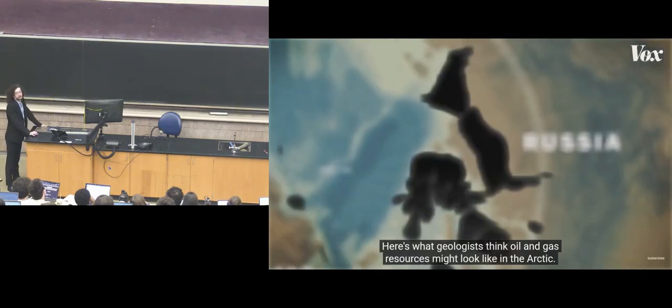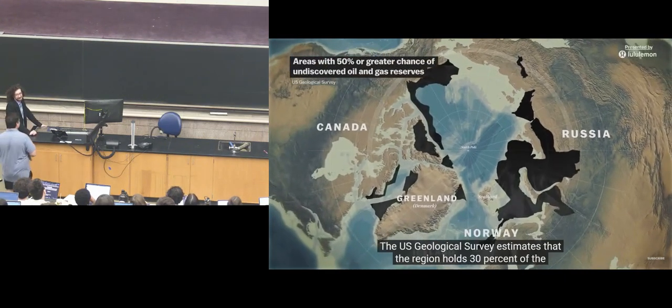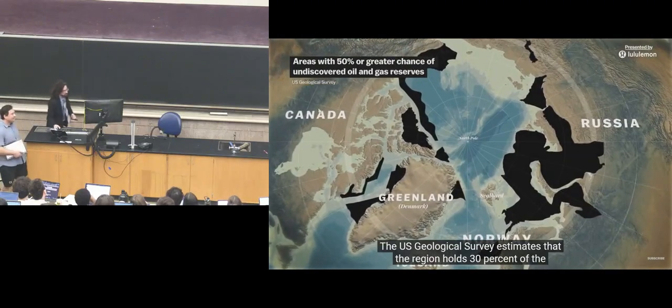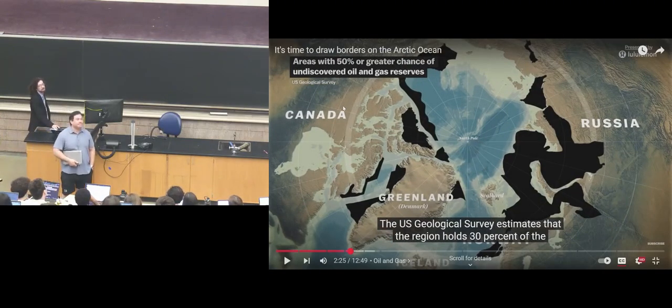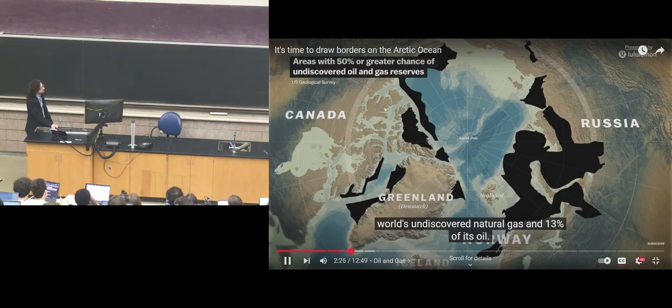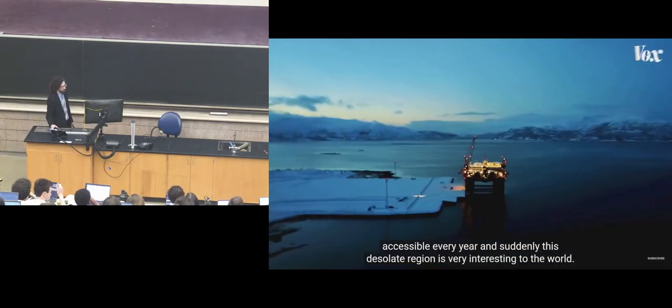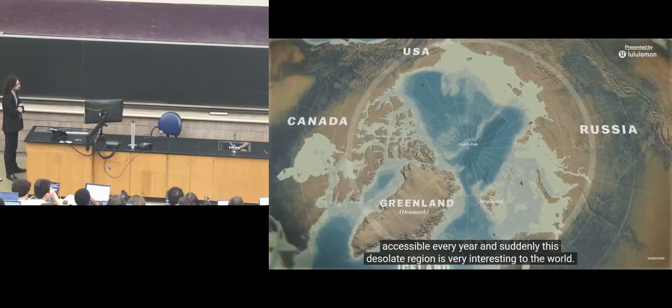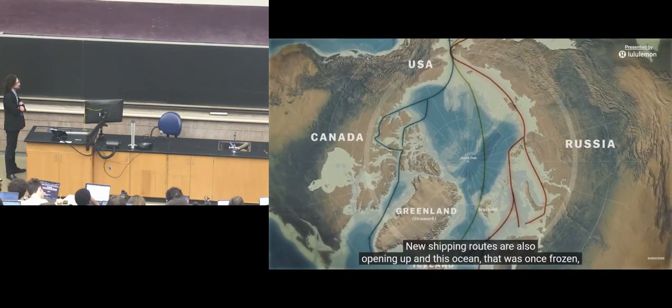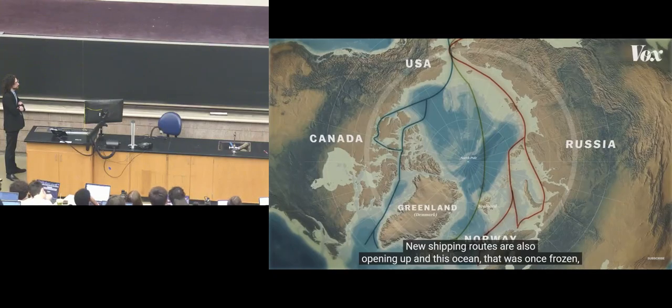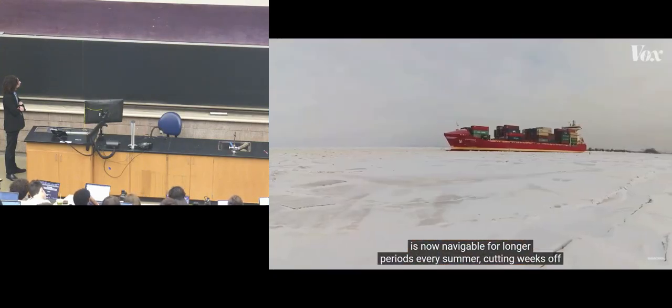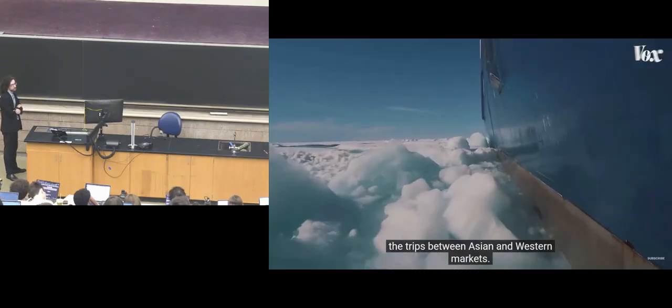Here's what geologists think oil and gas resources might look like in the Arctic. The U.S. Geological Survey estimates that the region holds 30% of the world's undiscovered natural gas and 13% of its oil. These resources are still remote and costly to access, but they're more accessible every year, and suddenly this desolate region is very interesting to the world. New shipping routes are also opening up. And this ocean that was once frozen is now navigable for longer periods every summer, cutting weeks off the trips between Asian and Western markets.